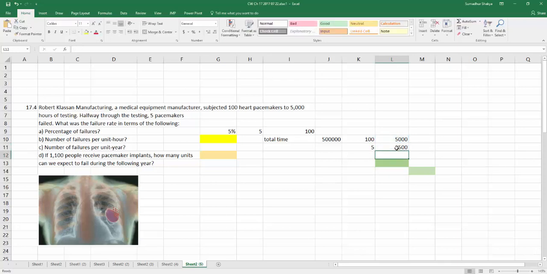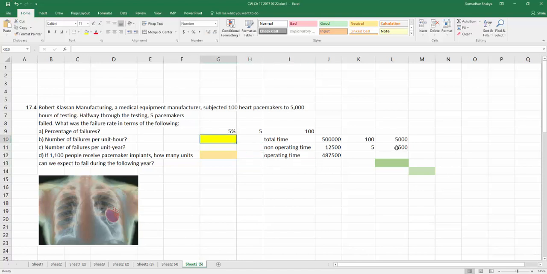So let's say non-operating time is what? 5 of the pacemakers who did not work after 2,500 hours. Therefore operating time should be the total possible time minus the non-operating time. That's the amount of time we have as a working time, correct?